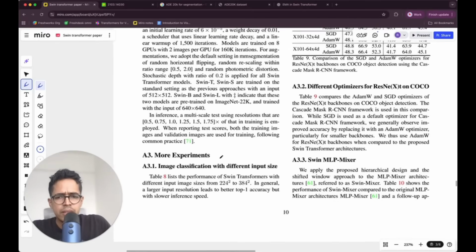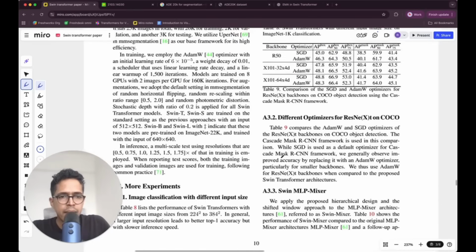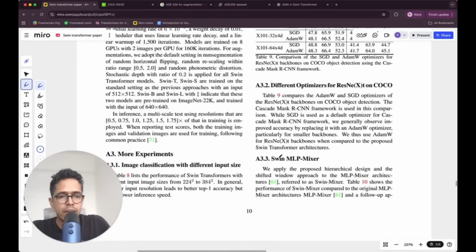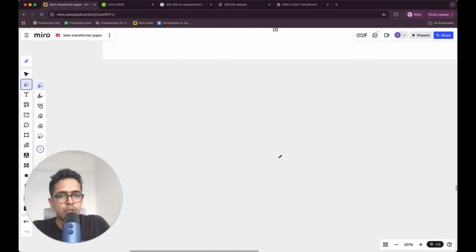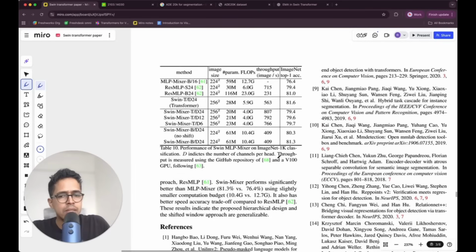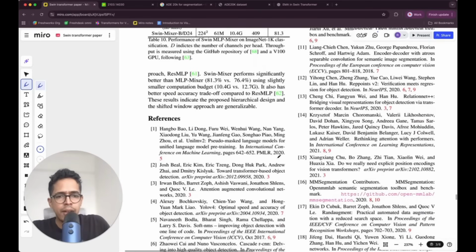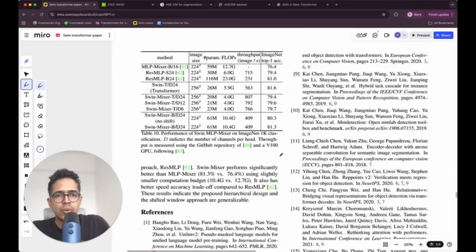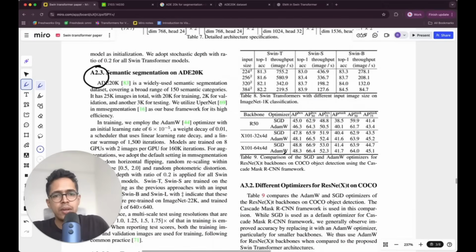That's pretty much it. I don't think there is any major logical or major architectural thing which you will miss from the appendix. It's all finer details. I think we can wind up the paper at this point. So that's basically the Swin Transformer paper.